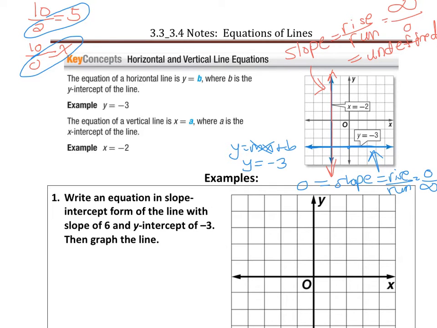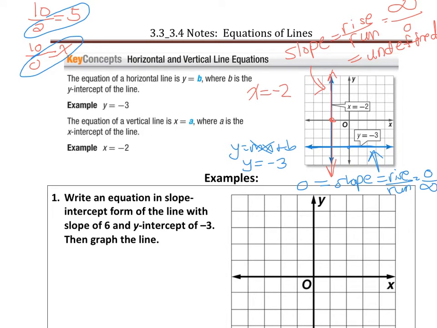And then on the vertical lines, which I think is a little bit harder to see, you would use the x-intercept. So here our x-intercept is -2, and in fact, everywhere along that line, x equals -2.